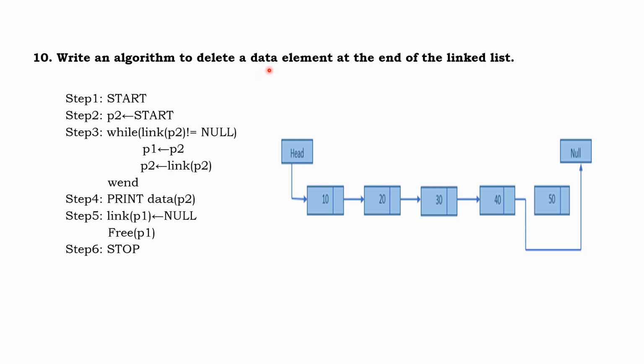Remove the element, delete the data element at the end of the linked list. First, traversal begins with the head, up to the point where control reaches the end. Once you reach the end, that is null, go to the previous node so that the particular node gets freed.